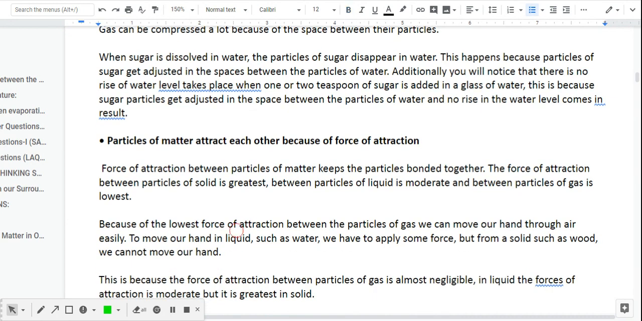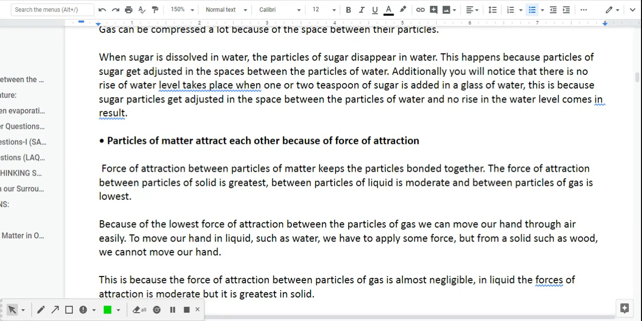Because of the lower force of attraction between the particles of gas, we can move our hand through it. Have you ever thought of this? If you're not a karate expert, would you think of breaking a brick? No, you won't even try, because you know you will get hurt while breaking a brick, because brick is quite solid and you can't penetrate your hand through that.